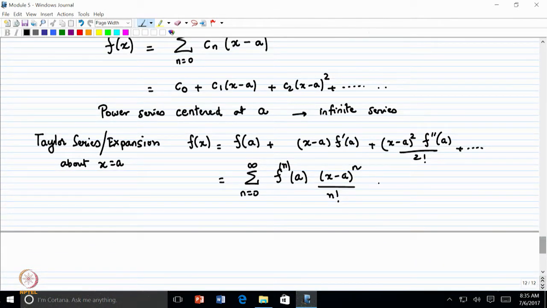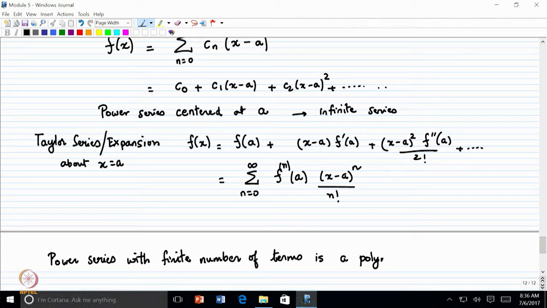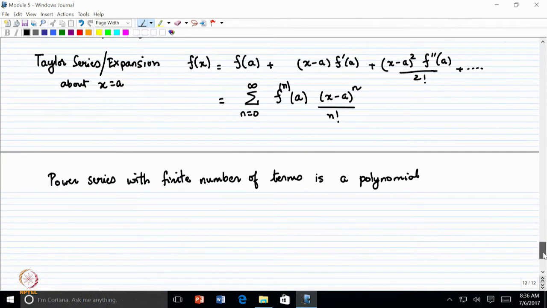Now, suppose this power series, instead of having infinite terms, is a power series with a finite number of terms. Then it is nothing but a polynomial in x. If it does not go all the way to infinity, you just call it a polynomial.